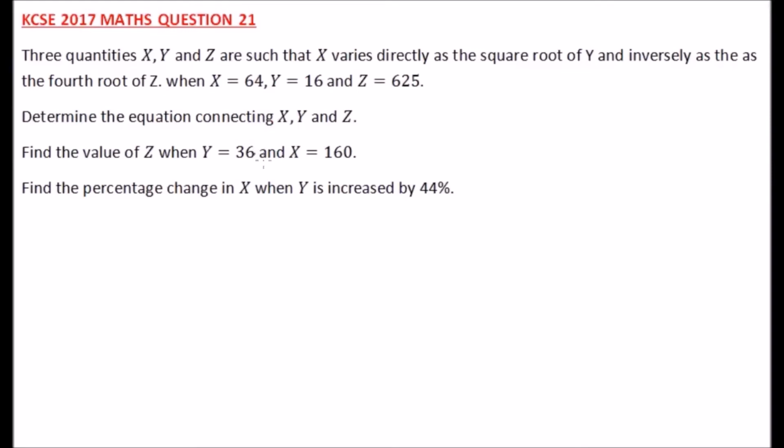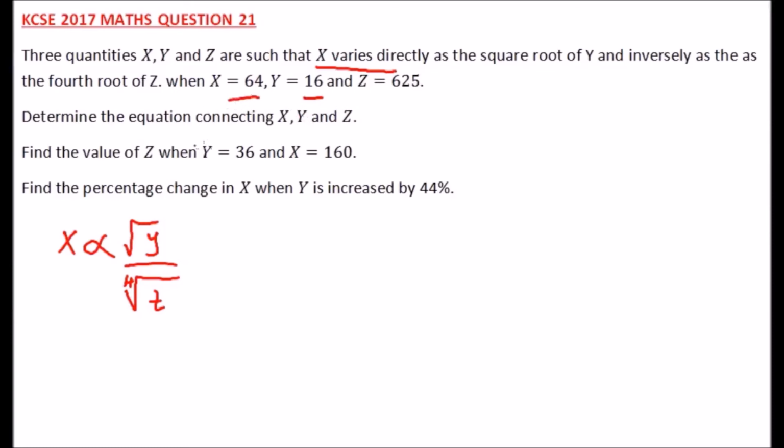So for us to get that equation, we need first of all to write this statement in a formula. x varies directly as the square root of y, and inversely means divide by the fourth root of z. With that now, we have connected x, y, and z. We use these values to determine the equation.